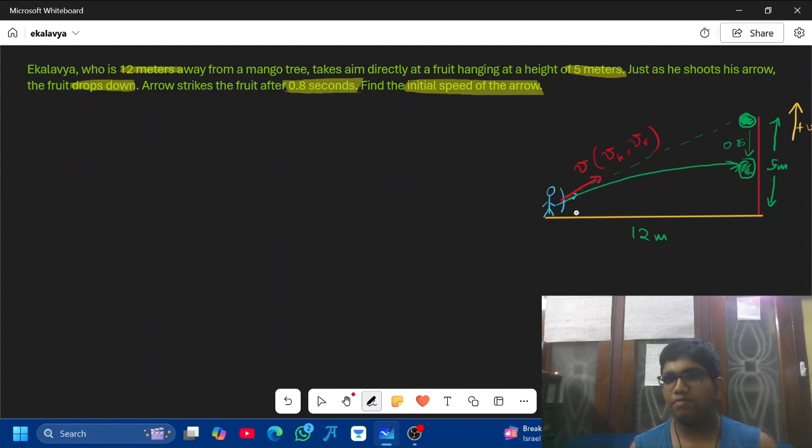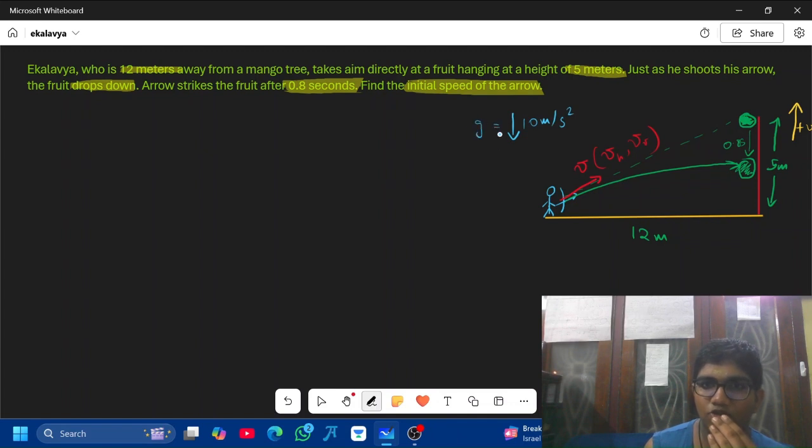Now we use the concept of relative motion. We know that both the arrow as well as the fruit are in the same medium. So the acceleration of 10 meter per second square, which is g, is common to both of them. So with respect to the arrow, the acceleration of the fruit is 0. This is the idea which we will be exploiting.